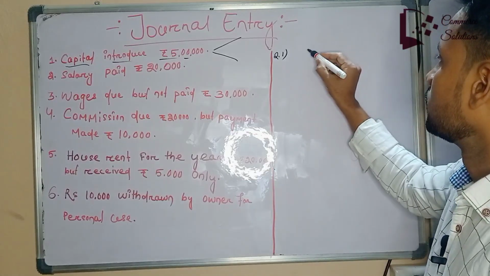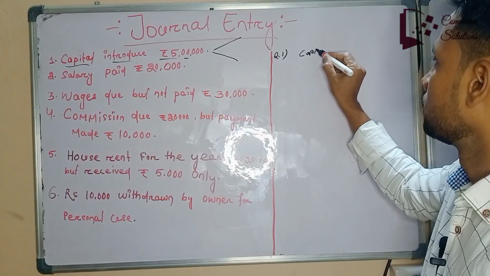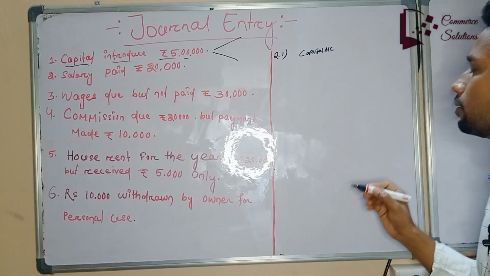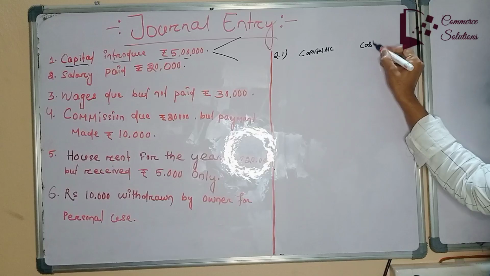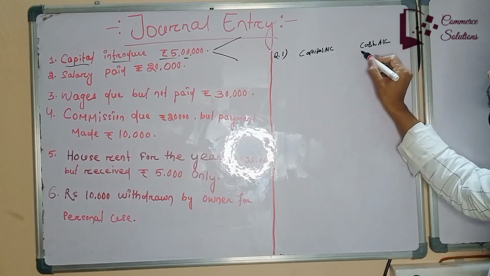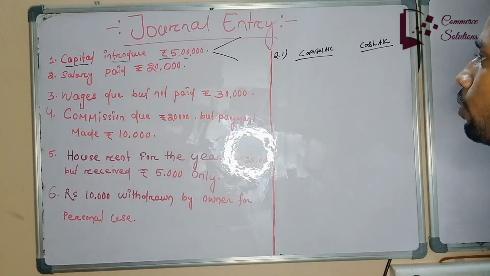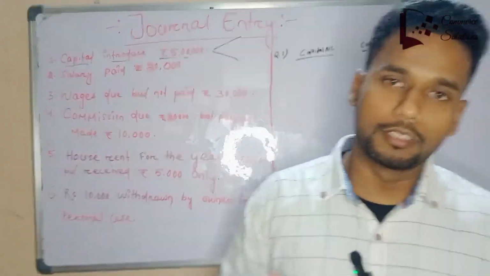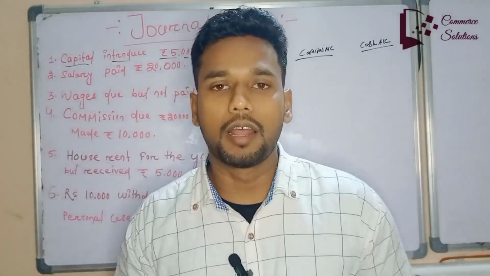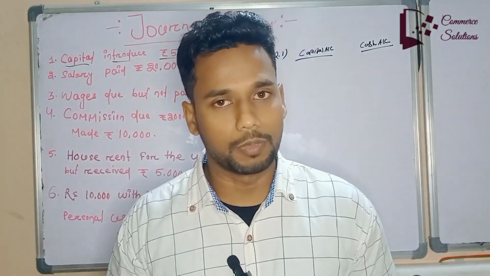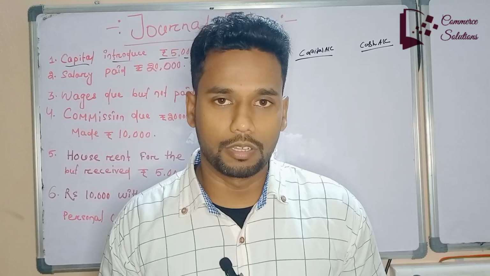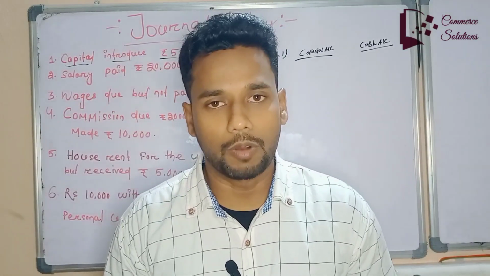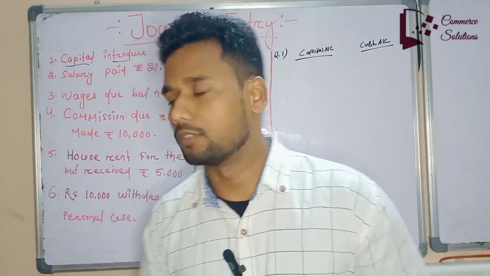One aspect is capital and another aspect is cash. Here we are using the concept of debit and credit. Debit is the receiving aspect of a transaction and credit is the giving aspect of a transaction. Let's understand what is the receiving aspect and what is the giving aspect in this transaction.